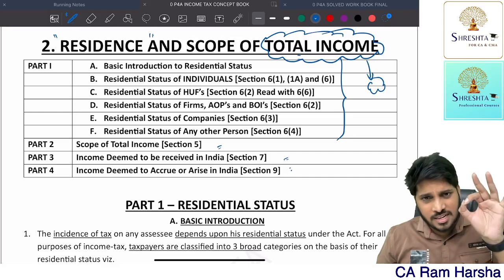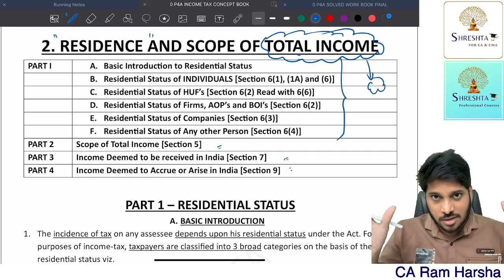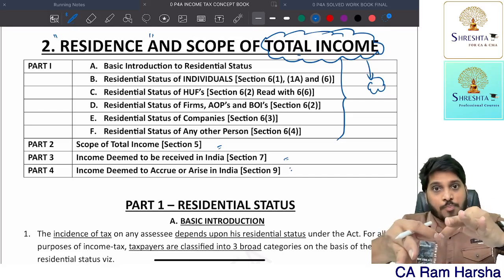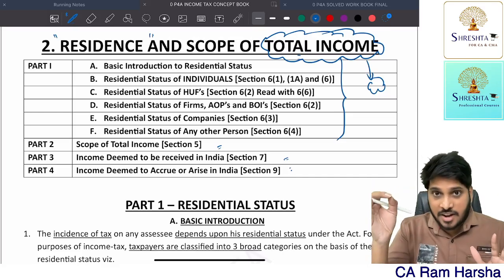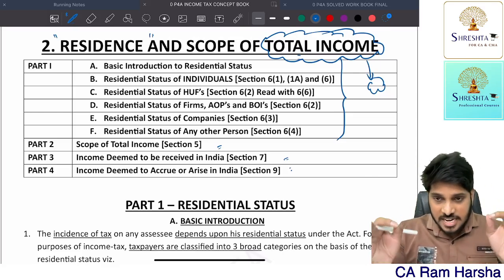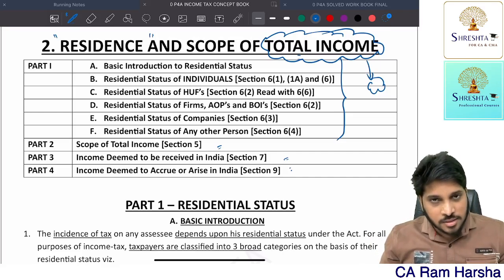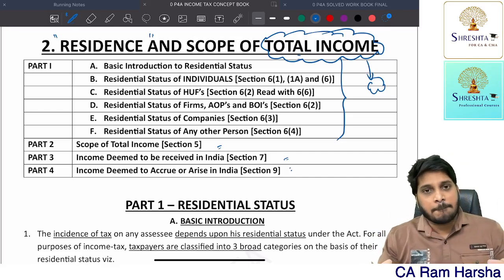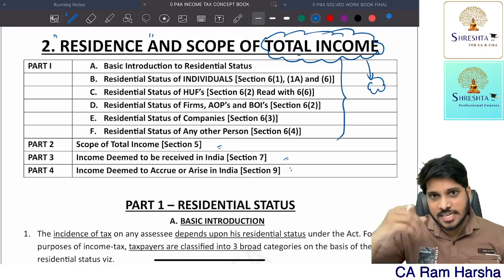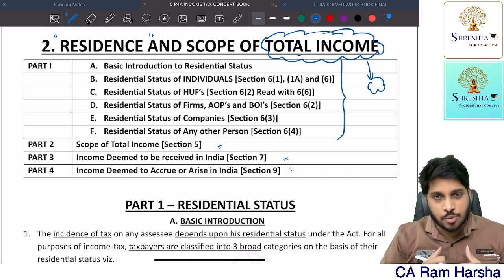So when, under income tax law, a particular income earned by any person comes within its scope of total income, it means the income is taxable. If an income is not coming within the scope of total income, it is not taxable. The tax law will not apply. So now, what comes within the scope of total income? What will not come within the scope of total income?